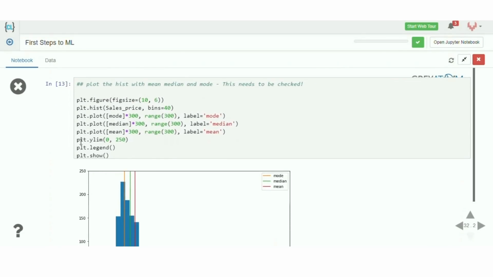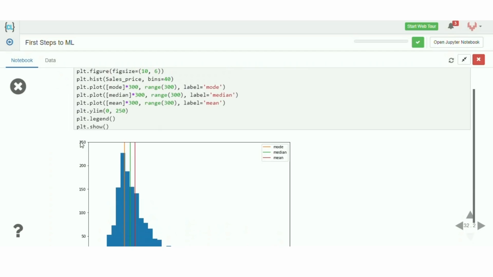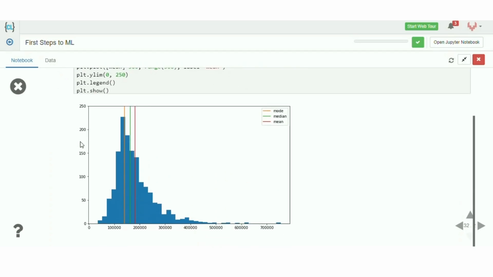So now let's plot the mean, median and mode in case of John's data. You remember John's data was positively skewed, right? So that means it had a long right tail.